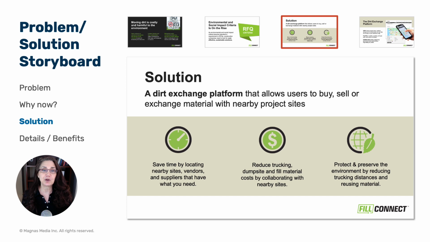Now, the general solution is a dirt exchange platform that will make it easier for construction sites to collaborate so they can recycle existing soil. Now, recycling will help save them time, save money, and also protect the environment. So on this slide, we have a combination of different things. We've got the general solutions and we've got the general benefits. So we're not saying the benefits of the exact program, but the benefits in general. If companies collaborate and they start reusing material together on a recycling program, these are the general 3 benefits. So this is what a general solution might look like.